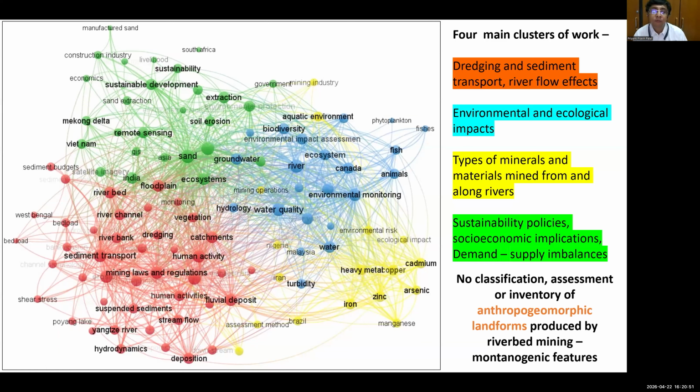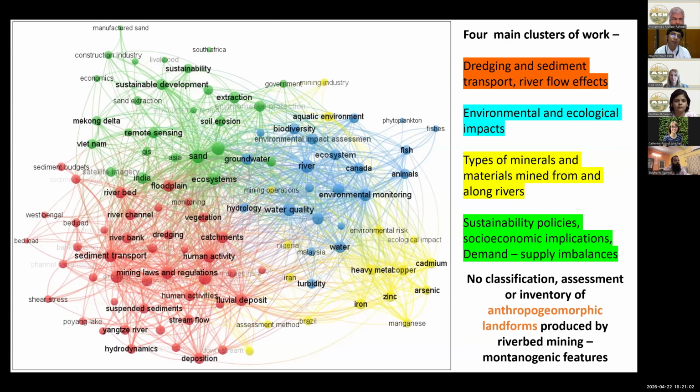Mining from riverbeds is done for gold, copper, and other precious metals. And of course, there is a lot of discussion on sustainable mining policies, what the governance issues are, and so on. But we did not find any single literature that explicitly talked about inventories of these landforms, mapping these landforms at the national level, or if there are, they are quite vague. So we started documenting this.